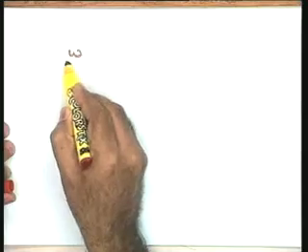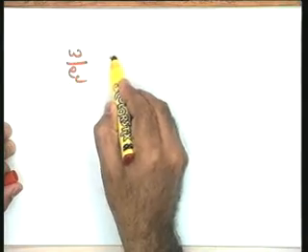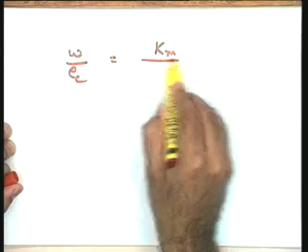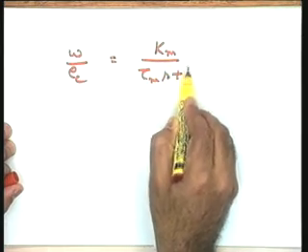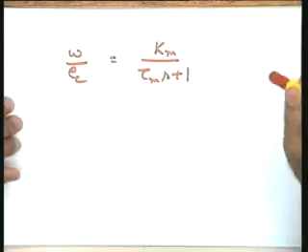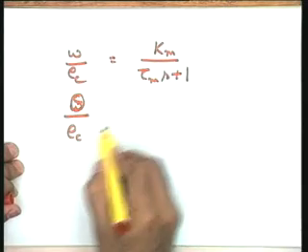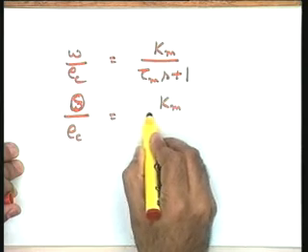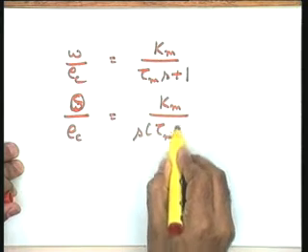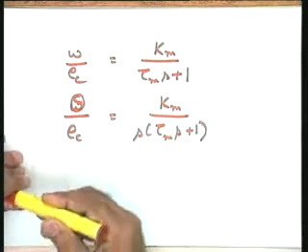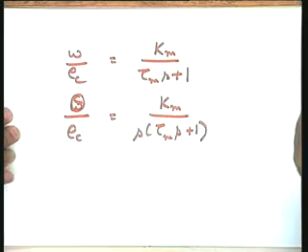The motor model looks like this: omega divided by EC is equal to Km, the motor gain, divided by tau m s plus 1, where tau m is the mechanical time constant of the motor. Okay. This is a first order system between speed and the control voltage. Now if you are interested in an equation between theta and the control voltage, it is going to be a second order system. It is Km divided by s into (tau m s plus 1). Okay. This is the mathematical model, which as you know is identical to an armature controlled DC motor, a second order model.